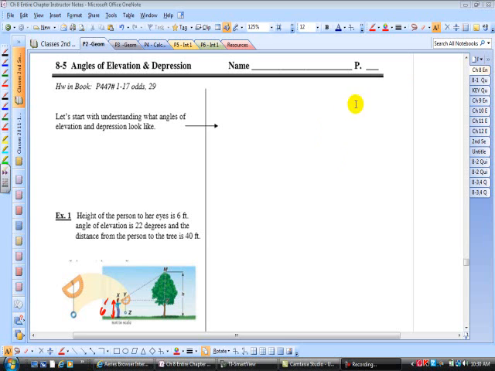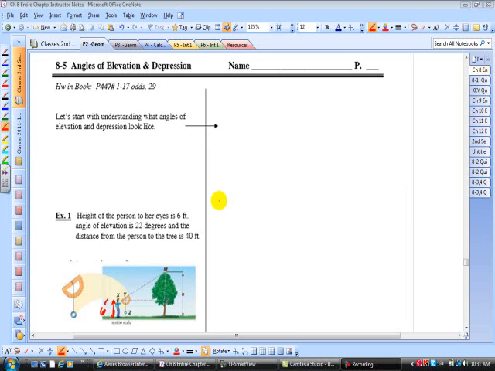We're going to be in Section 5, where we apply all the trigonometry that we learned in Sections 3 and 4. We're going to apply it to problems dealing with two things. First one is called the angle of elevation, and the second one is called angle of depression. All right, so let's draw some pictures here of what I'm talking about.